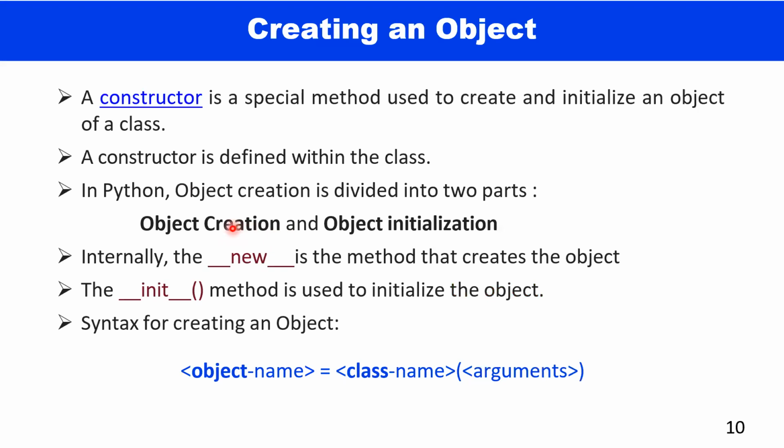Whenever you try to create an object, internally the new method is going to be called. Though we don't explicitly call this new function, it is written as double underscore followed by new followed by double underscore. This is a special method that will be called whenever you create an object. We already have seen the syntax for creating the object, which is object name equal to class name, and you have to pass the list of arguments in the open parenthesis. This is how you can create the object.